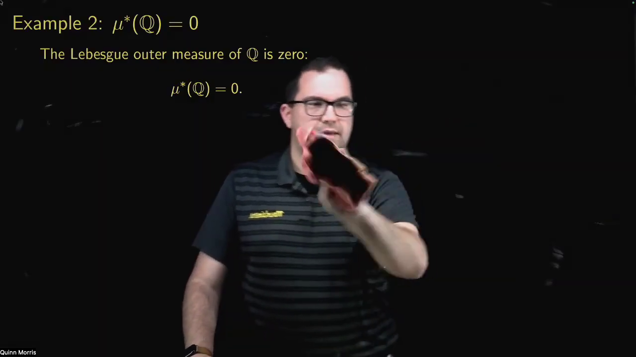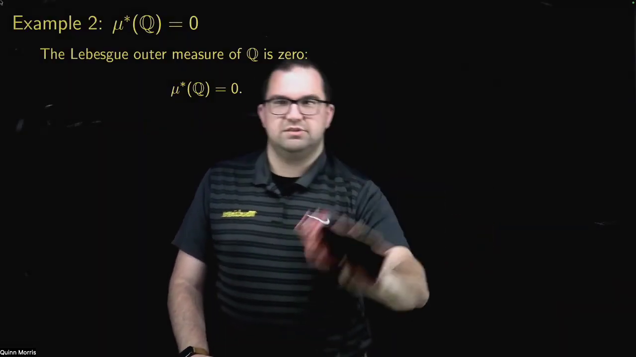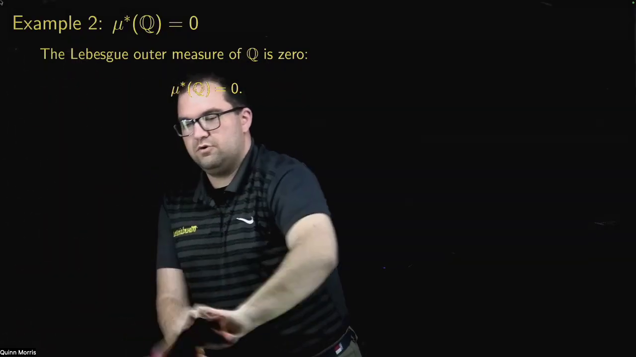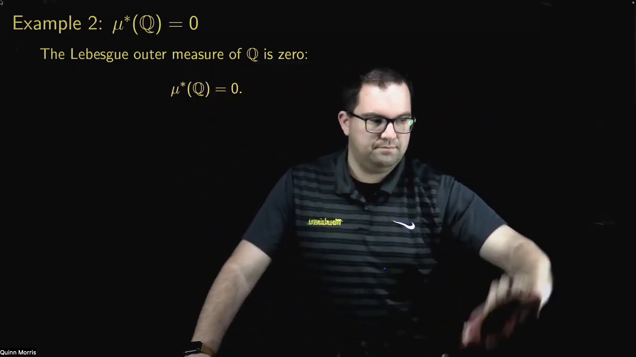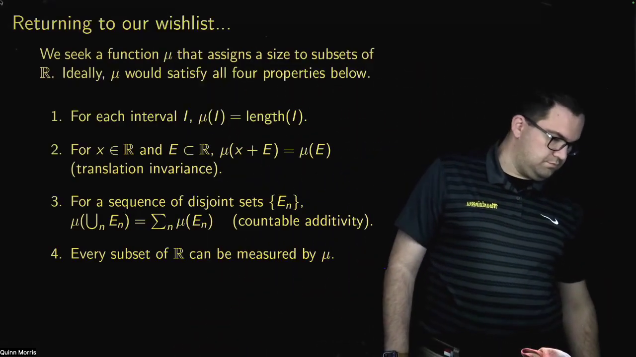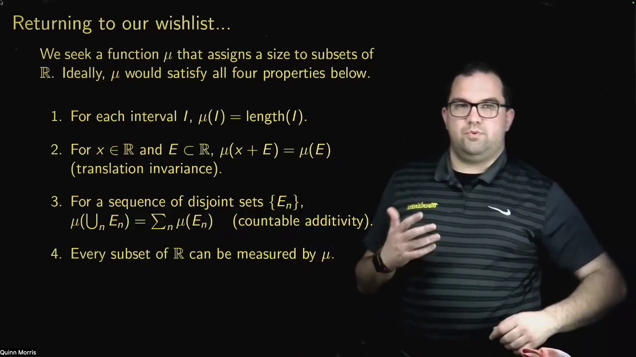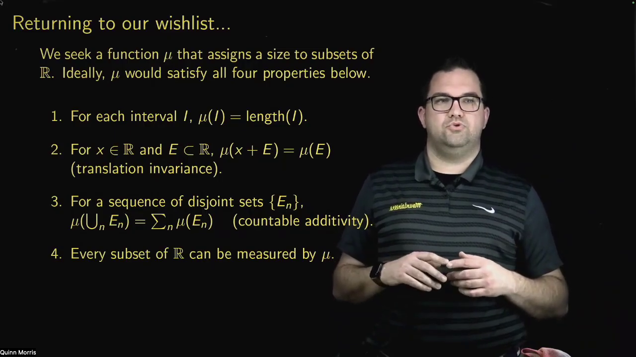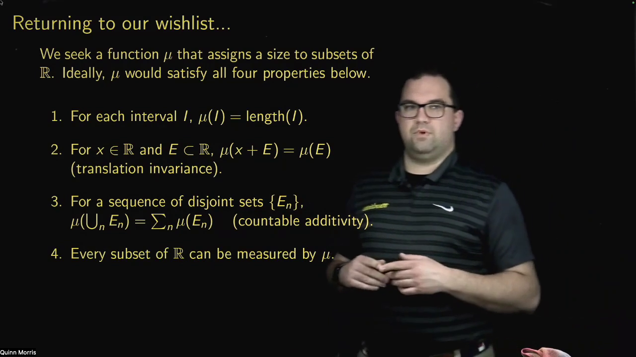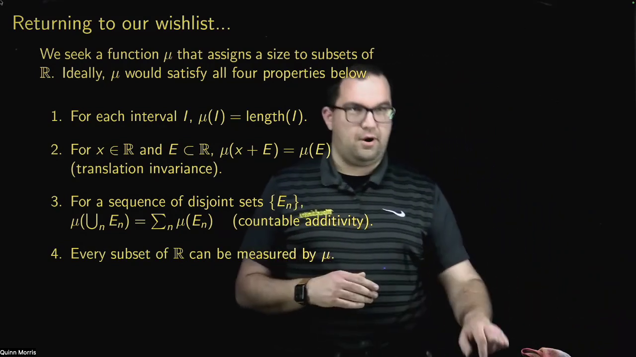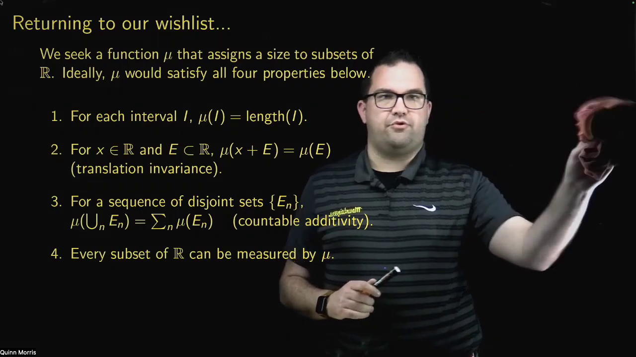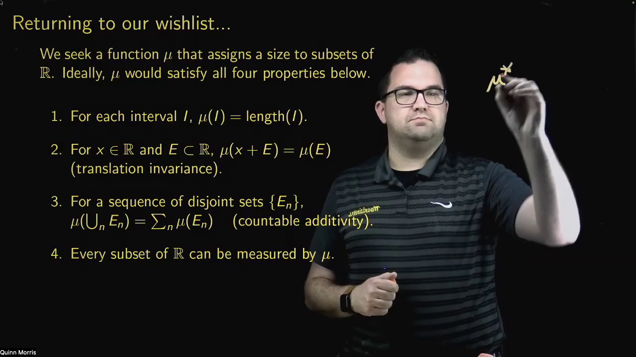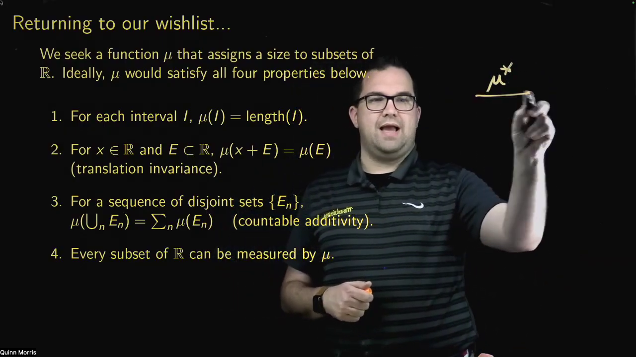All right, so we're starting to get our hands on what this outer measure thing is. It might be time to go back to that wish list and think: what is this outer measure like? What does it give us from our wish list? Remember that on our wish list, we wanted to find some measure, mu, that assigns a size to subsets of R, and we wanted it to satisfy these 4 properties. What I want to do is keep track as we go along. What if our mu instead is mu star, the Lebesgue outer measure? Which of these do we actually get?